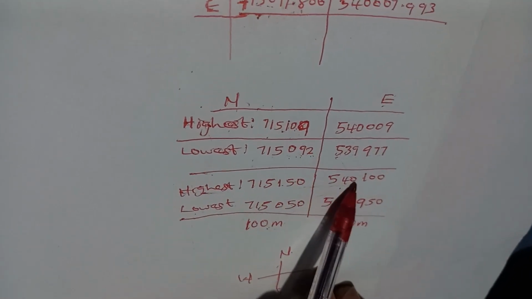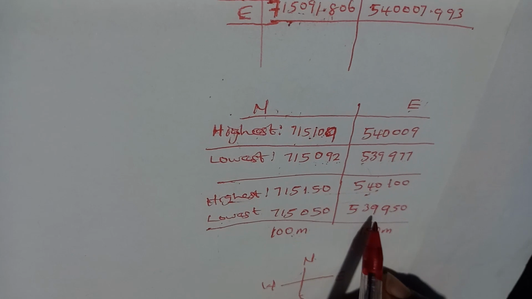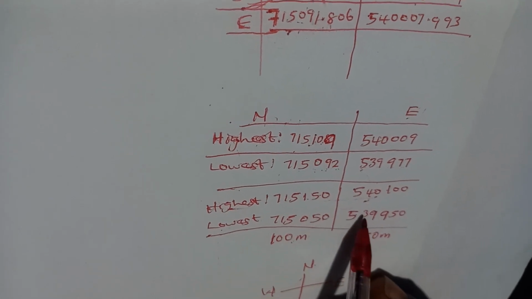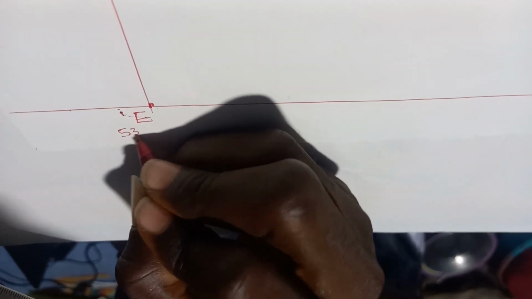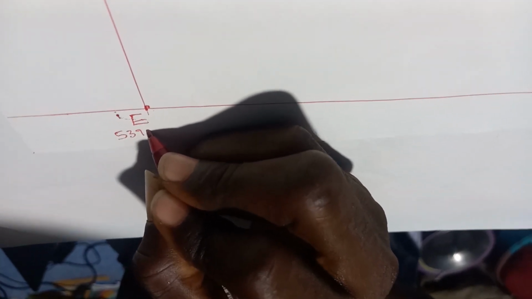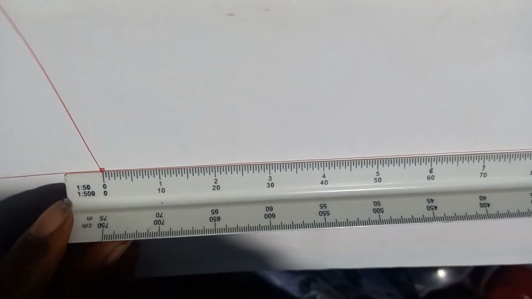So this is the lowest for the easting. Since I'm dealing with the easting first, the lowest value we have is 539,950. So this is going to be starting with 539,950. I'll write it here. This one is starting with 539,950. Alright.